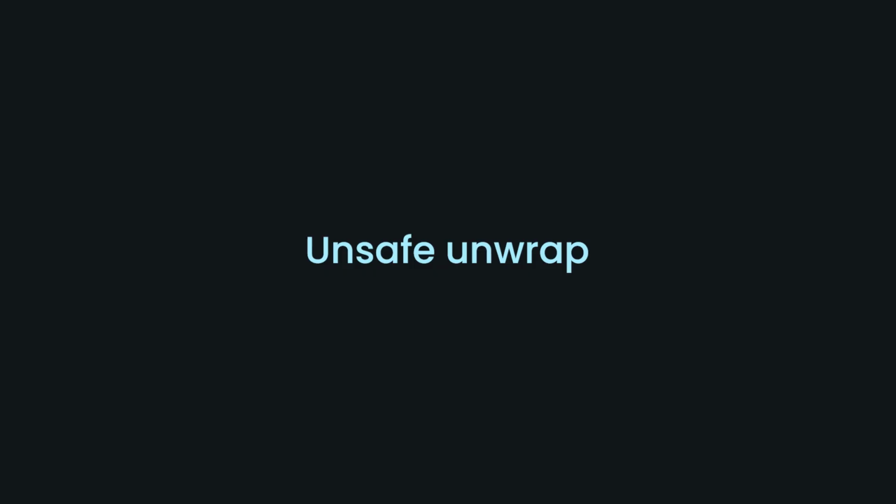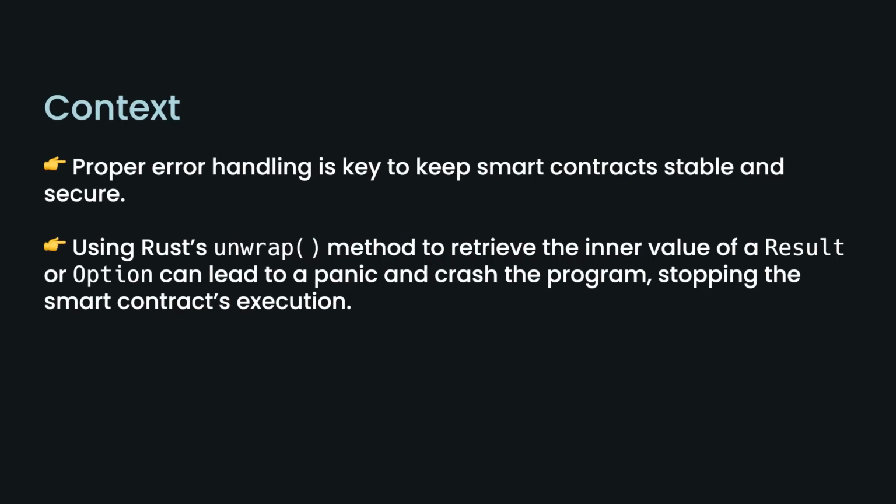Today, we'll explore a detection class known as Unsafe Unwrap. In smart contracts, handling errors properly is crucial to maintain the contract's stability and security. The unsafe unwrap issue occurs when the unwrap method is used to retrieve the inner value of an option or result in Rust without proper error handling. This can lead to a panic and crash the program, which is particularly problematic in smart contracts as it can disrupt contract execution.